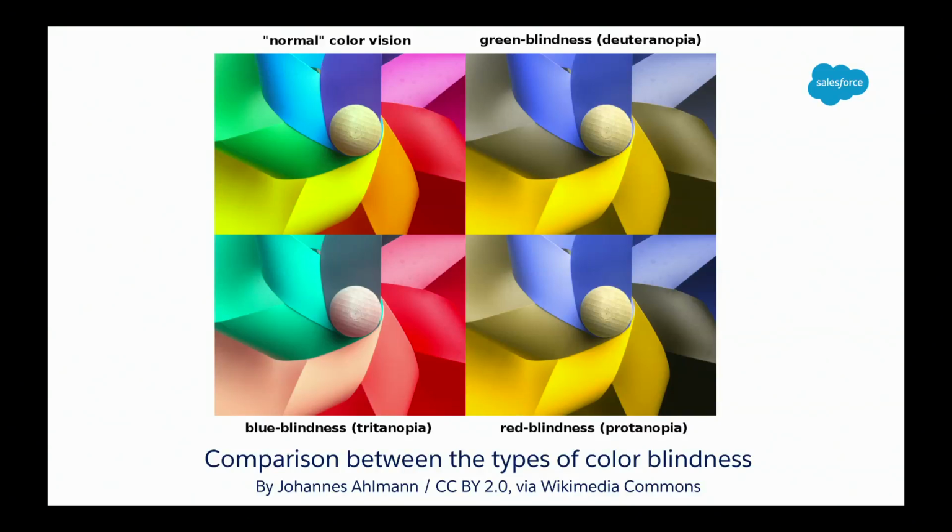There could be some set of users in your organization who are colorblind. Here in the picture, you can see on the top left is something that a person with normal color vision would see. And then you can see what someone who's green blind or red blind or blue blind would see.